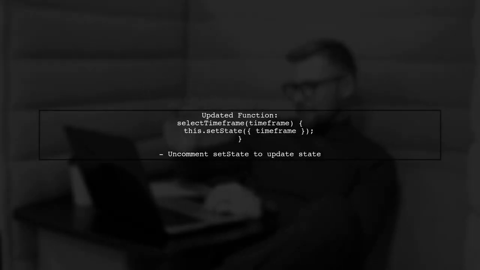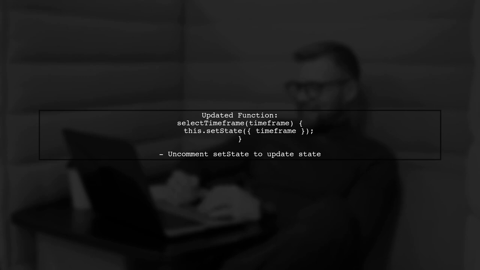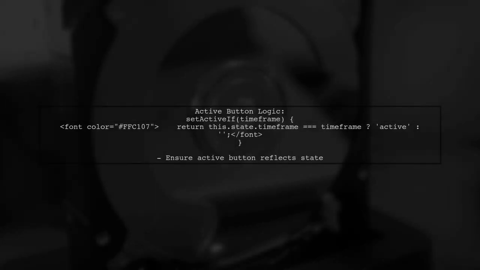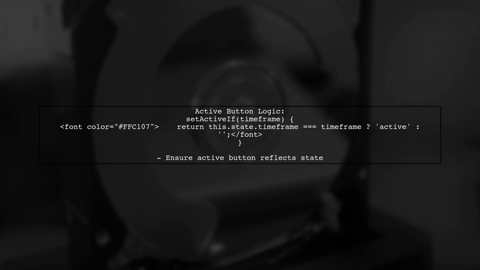Now let's ensure that your selectTimeframe function updates the state correctly. Uncomment the setState line to allow the state to update when a button is clicked. Finally, remember to check that your setActiveIf function correctly reflects the active timeframe based on the state. This will ensure your buttons visually indicate which timeframe is currently selected.